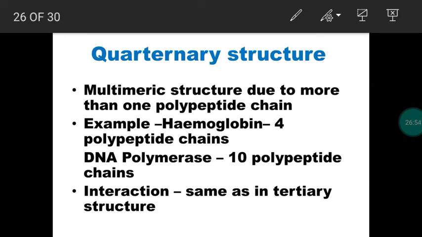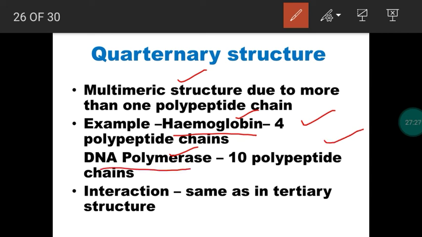So in quaternary structure, there will be a formation of multimeric structure. Examples for proteins with more than one polypeptide chain: two examples have been given in our book. One is hemoglobin, another one is the enzyme DNA polymerase, 1 mark. So the oxygen transporter hemoglobin has a total of 4 polypeptide chains, with a porphyrin ring. Okay? 4 polypeptide chains are there. Then the enzyme DNA polymerase has 10 polypeptide chains.